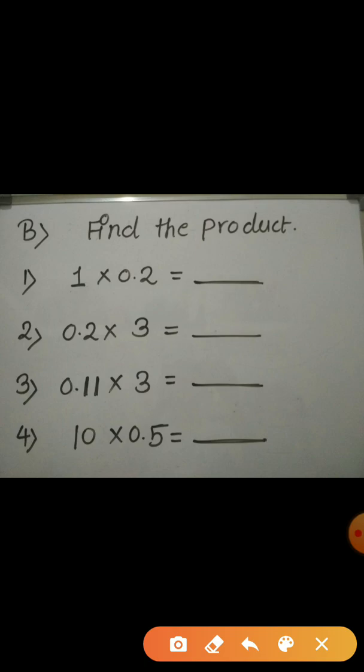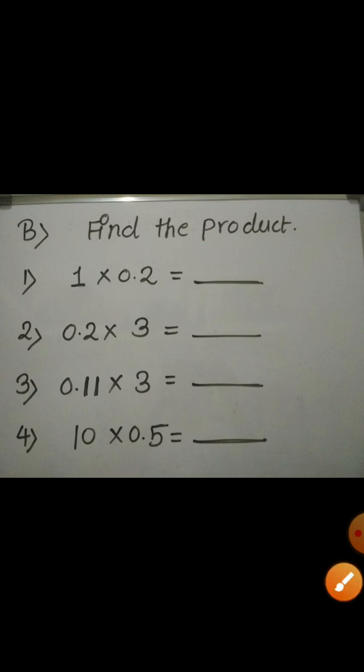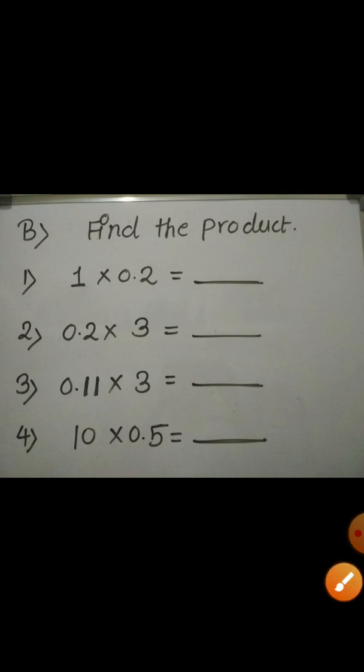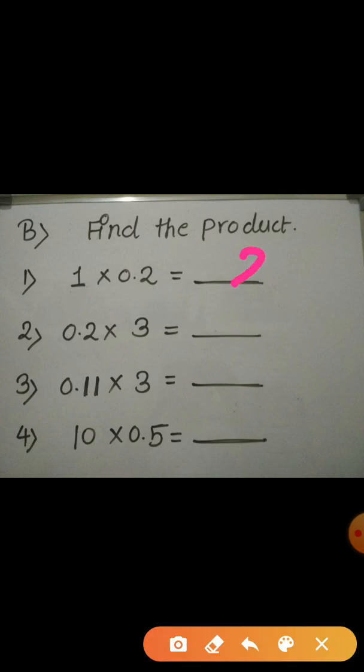Now coming to the question number B. Find the product. Look at the first example. Here the decimal number 0.2 is multiplied by a whole number 1. And we are asked to find out the product. We multiply the decimal by a whole number as we would multiply the whole numbers. So here we multiply only 2 and 1. Now 2 ones are 2.